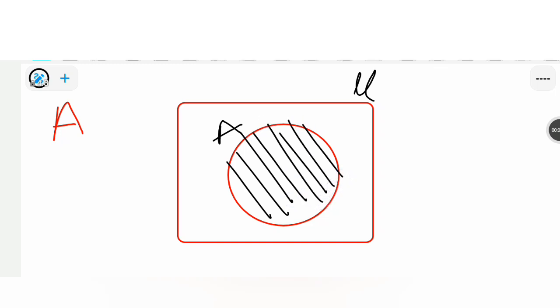You're talking about the elements that are inside set A. So you just have to shade this circle. Okay. Then if you want to do A complement, A prime, you're talking about the elements that are in the universal set, but they are not in A. So that means you're going to shade outside here. So it will look like this.